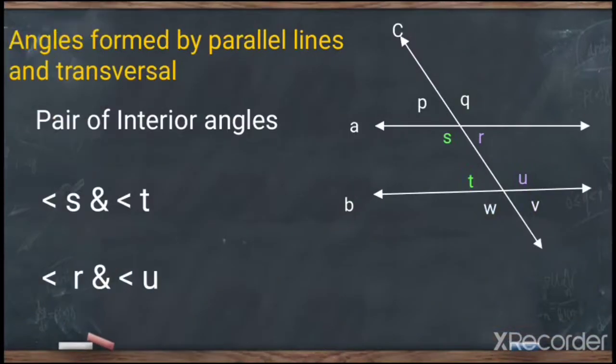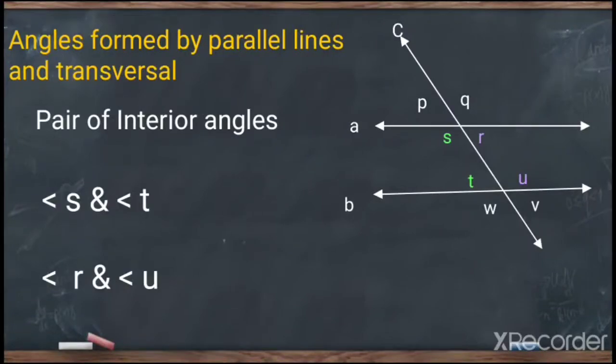Let's see interior angles. Here interior angles means those angles which are on one side of the transversal and on the interior side of the given lines, that means line A and B. Therefore, angle S and angle T is a pair of interior angles. Similarly, angle R and angle U is a pair of interior angles.